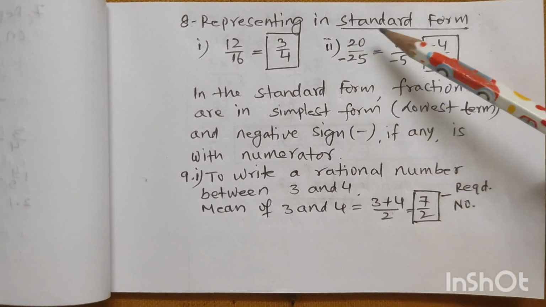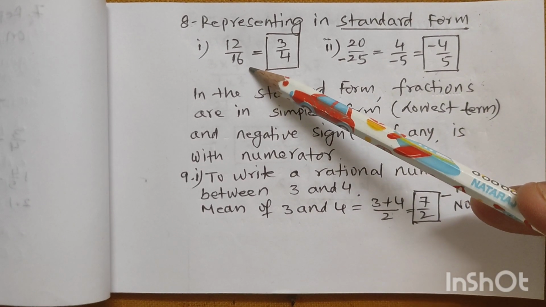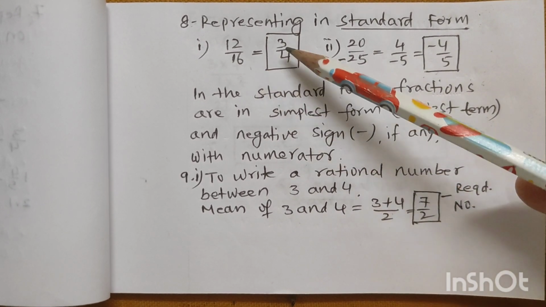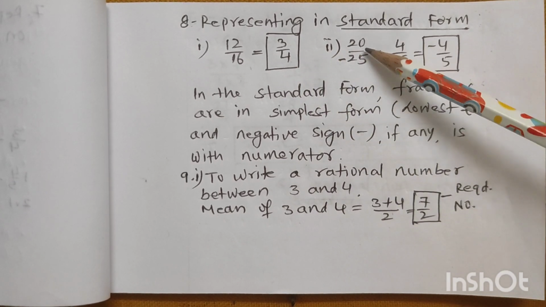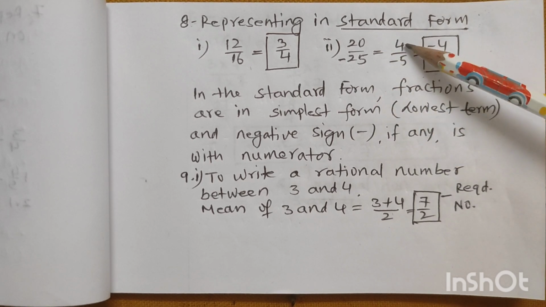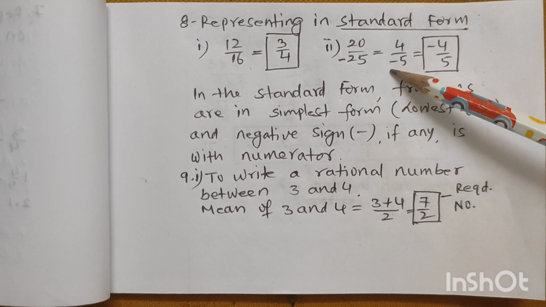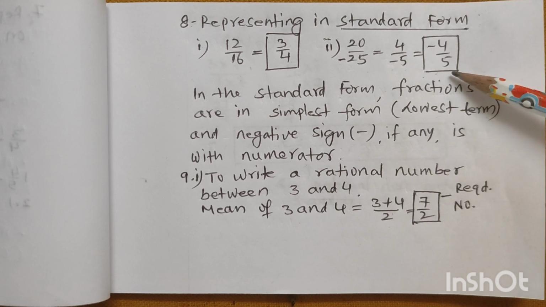Representing rational numbers in standard form. See, this is a rational number 12 by 16. We simplify it and it becomes 3 by 4. 20 by minus 25, simplifying it, we get 4 by minus 5, and then we shift the minus sign to the numerator, so minus 4 by 5.